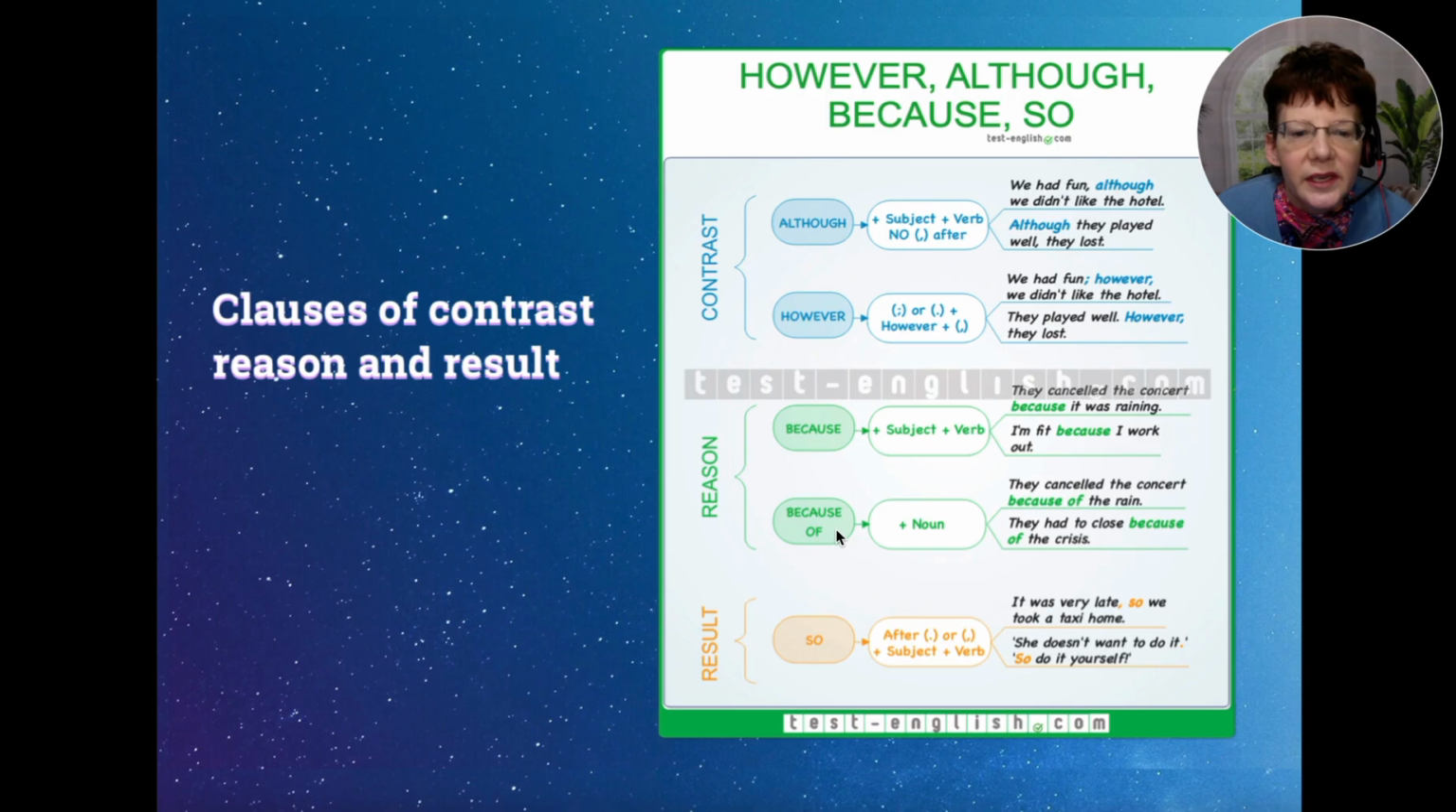Okay, and then because of plus a noun. For example, they canceled the concert because of the rain. And then the result clauses start with so. It comes after a comma, right? Then we have plus a subject and verb. For example, it was very late, so we took a taxi home. All right, so next page.